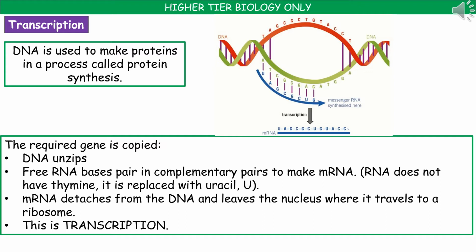The free RNA bases will then pair with their complementary base pairs to make a single-stranded mRNA molecule, remembering that when we're talking about RNA, it doesn't have thymine. So wherever you see adenine in the DNA, then the RNA will have a U for uracil. Once we've formed the mRNA strand for that gene, it detaches from the DNA and leaves the nucleus, where it will then travel to a ribosome. So transcription, we write the code into the mRNA.